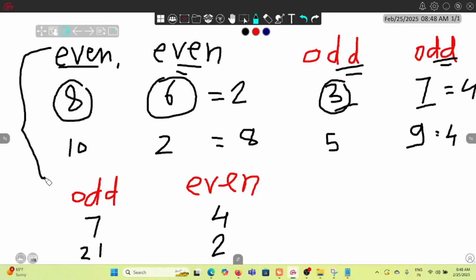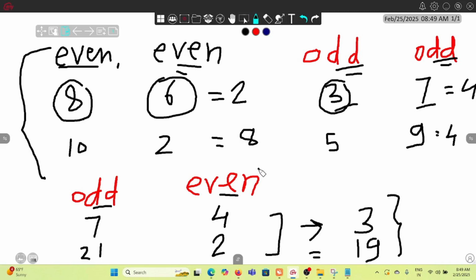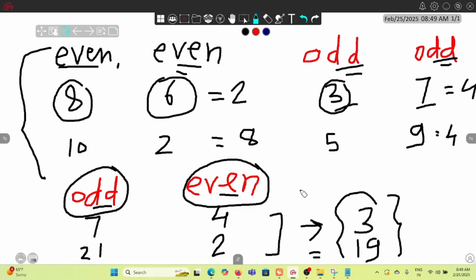But in case of opposite parity, when one of them is odd and one of them is even, this will always give us an odd number. For example, 7 minus 4, what is it giving? It is giving us 3. Similarly, 21 minus 2, it is giving us 19, which is again an odd number. So if we have opposite parity numbers, their difference would always be an odd number. This concept we will be using in our solution.